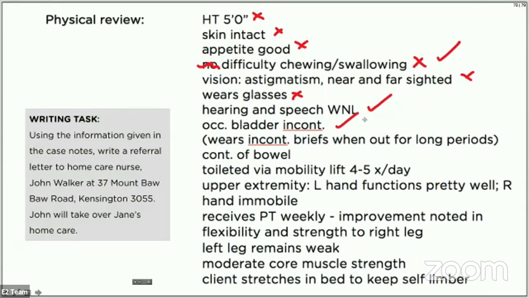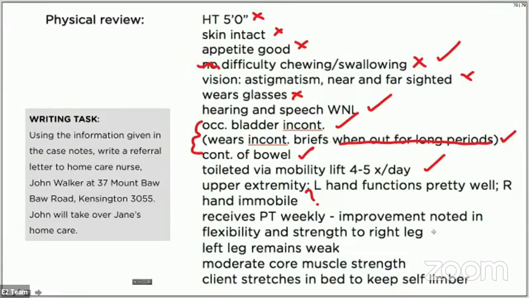Occasional bladder incontinence, I want to know that. Wears incontinence briefs when out for long periods, I'd probably want to know that, although I don't really need to know that. Continent of bowel, I'd probably include that. I'd probably include all of this in one little sentence or phrase. Toileted via mobility lift, I want to know that. Upper extremity, left hand functions pretty well, right hand immobile. Possibly important. Receives, I'm guessing this is physiotherapy weekly. Improvement noted in flexibility and strength to right leg. Relevant.